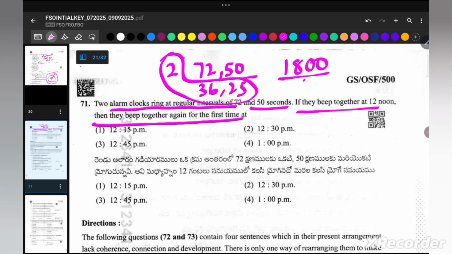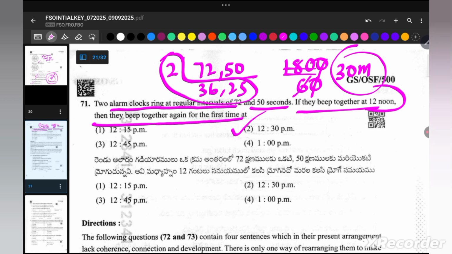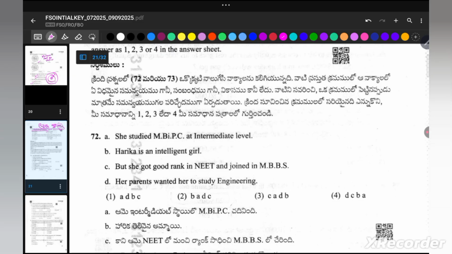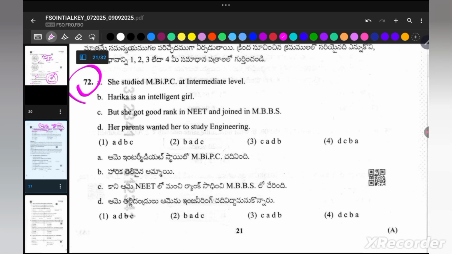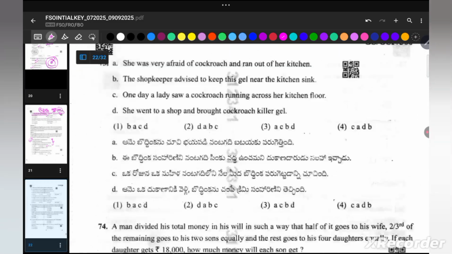If you divide 1800 by 60, that means we are changing into minutes. 0 cancel, and 30 minutes. That means they will beep at 12:30, because they're starting at 12, and if you add 30 minutes to that, 12:30 p.m. These are reasoning questions. Harika is an intelligent girl. She studied MBIPC at intermediate level. These are the jumbling statements. You need to make it a correct statement. The answer will be this one if you closely observe that.